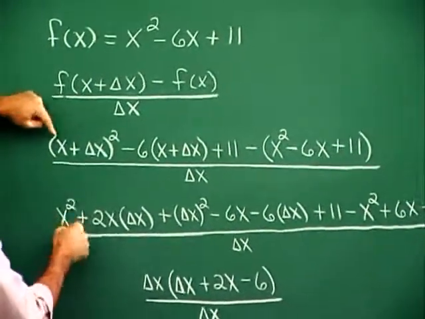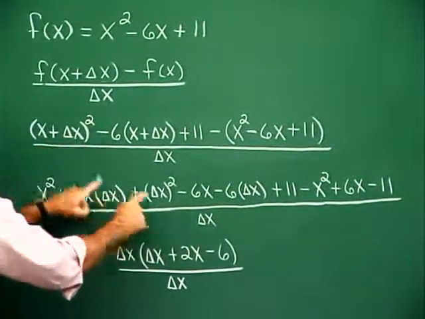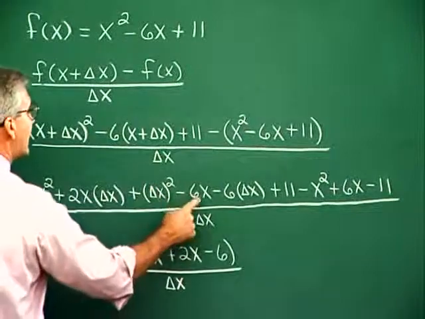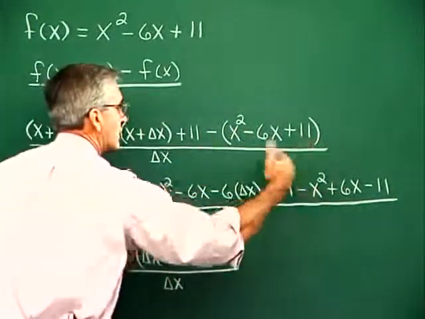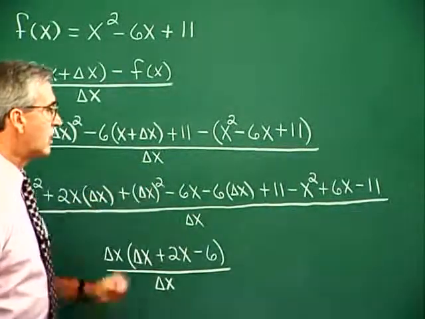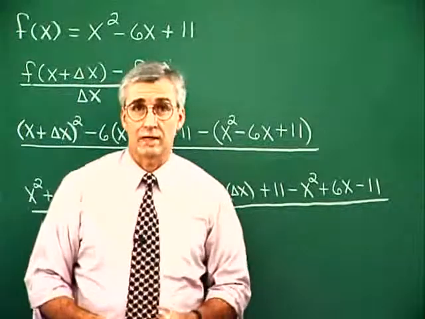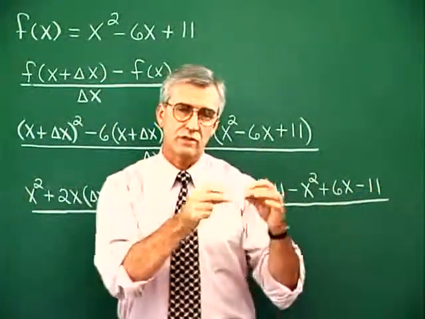x squared plus 2 times the product, 2 times x delta x, then delta x squared, then minus 6x, minus 6 times delta x, and then the negative of all of this, the signs change and you bring down everything. Now when you do the algebra on this, it looks complicated because it's just strung out. It's not hard, it's just that it's strung out.